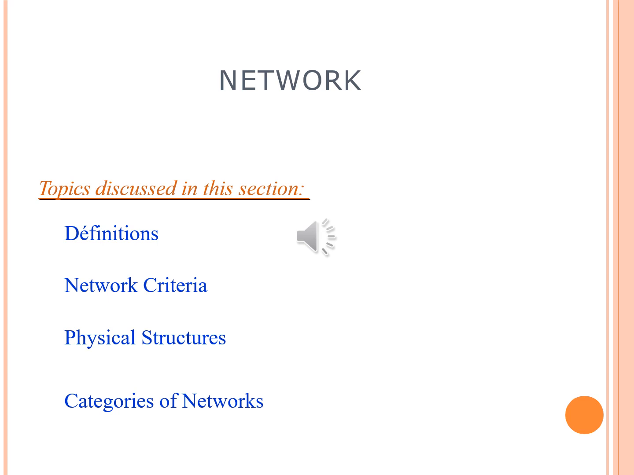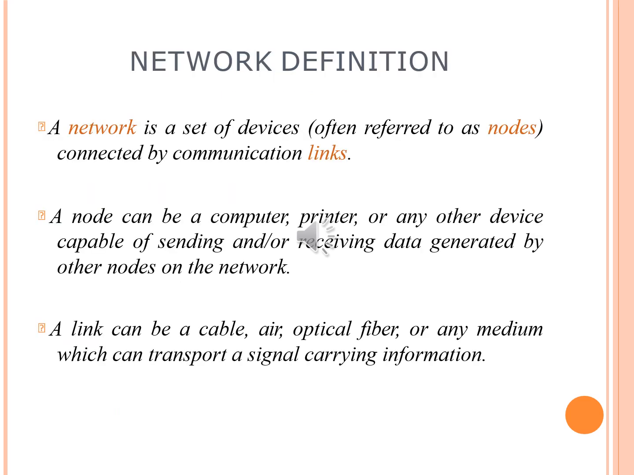We have to discuss the definition of the network. We have to discuss the desired criteria that must be there for establishing the network. And we need to know about the physical structure of the network, that is, how physically it would be attached or connected within the network. We are also discussing the different categories of the network. Let us start with the network definition.